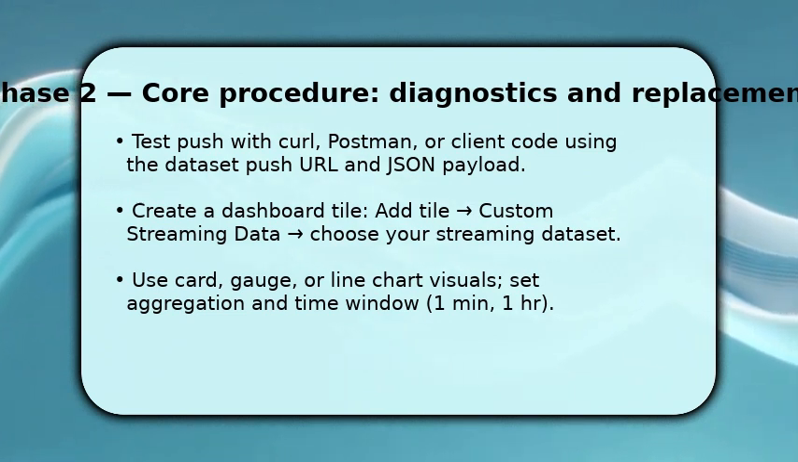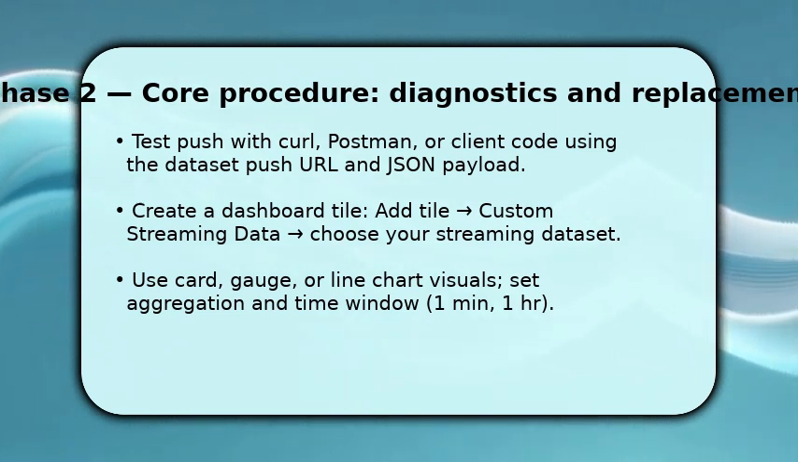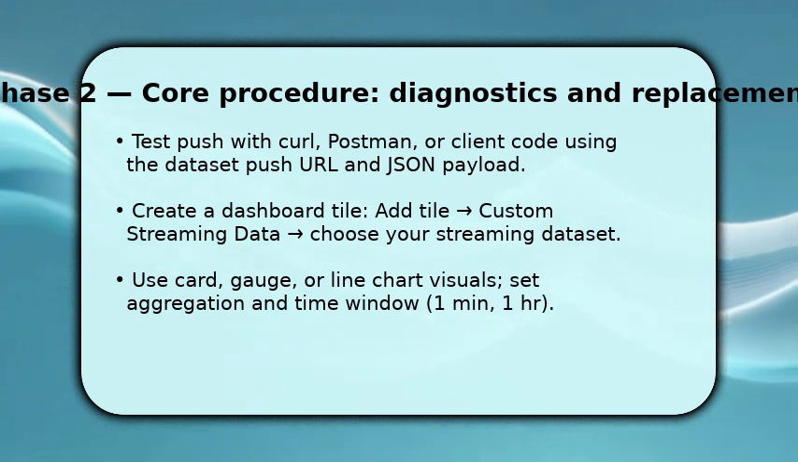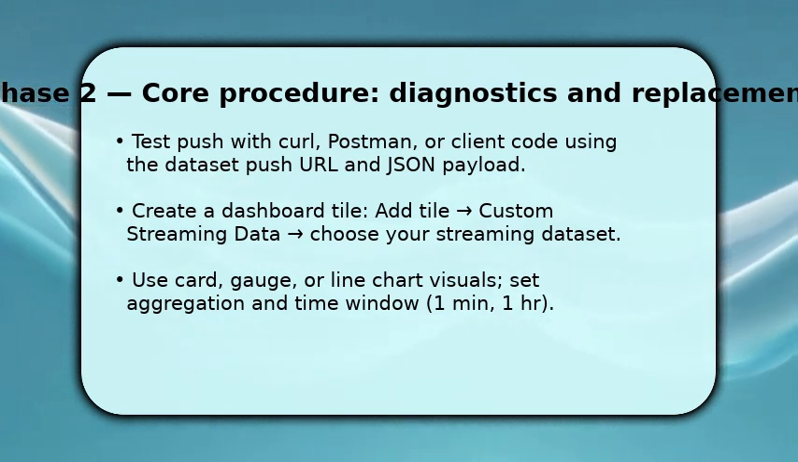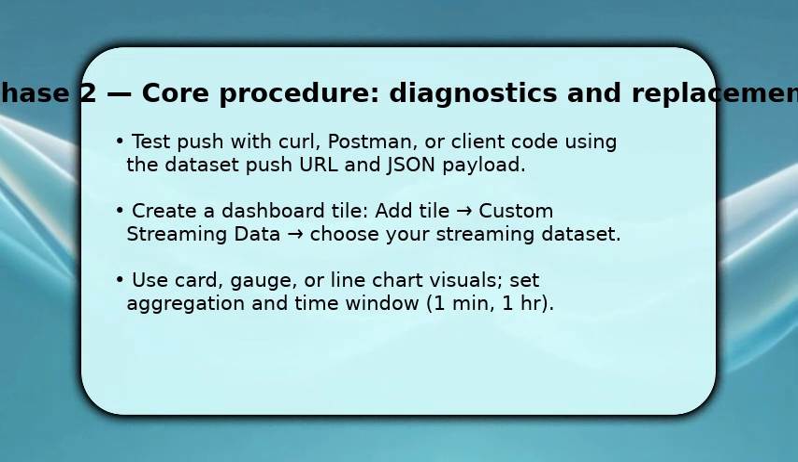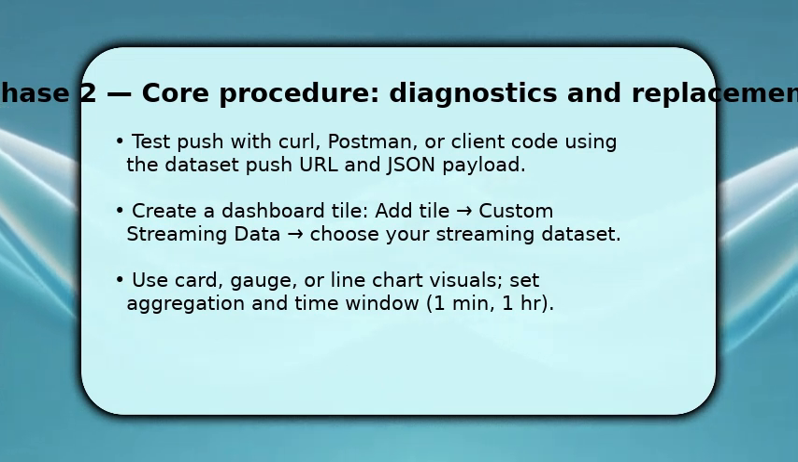Pick Add Tile, choose Custom Streaming Data, and select your dataset, then choose the visual type that suits the data. Make sure to set aggregation functions and the time window because streaming tiles render differently than report visuals. If charts look wrong, recheck field types and payload keys.